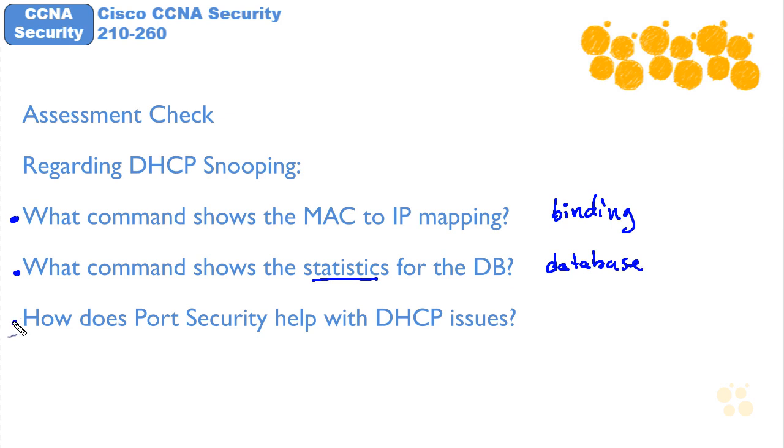And then question number 3, how does port security help with DHCP issues? And the benefit there is that we can help protect against DHCP starvation attack by limiting the number of MAC addresses that can be learned on ports that are being protected with port security.